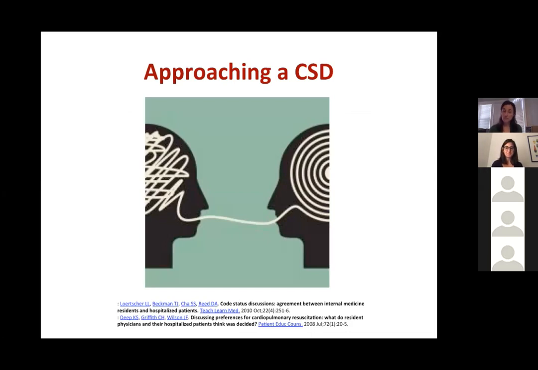And in 7% of cases, did the patient recall or remember that CPR had been discussed, which is quite shocking if you think that's pretty much what a code status discussion is for. And another study showed that for patients and residents who had code status discussions, in more than 20% of cases, they had differing beliefs about what the outcome of that conversation was.